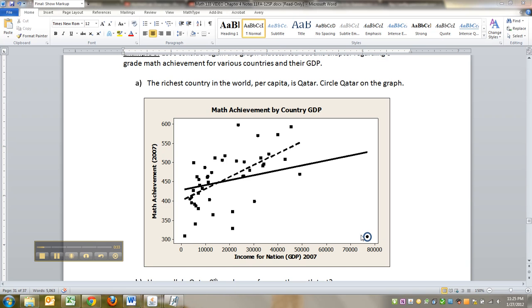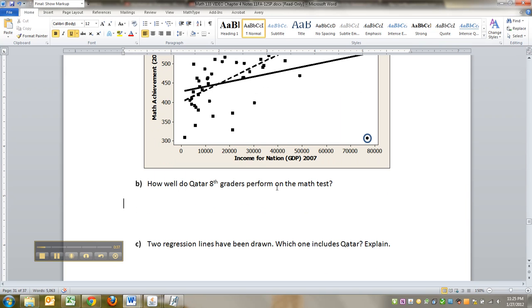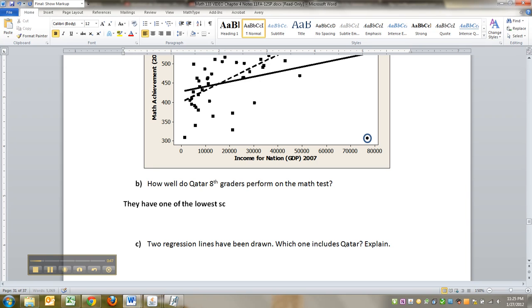There we go. Okay, so Qatar is circled. How well do Qatar's 8th graders perform on this math test? Well, look at them. They have the lowest. They have one of the lowest scores of all nations taking the test.